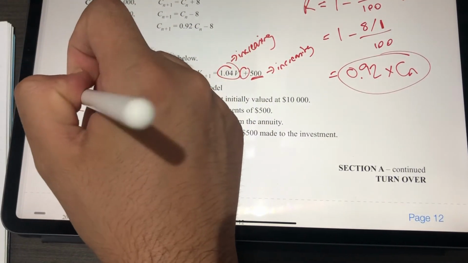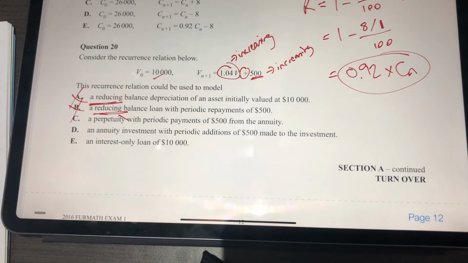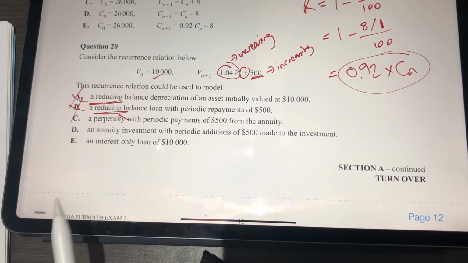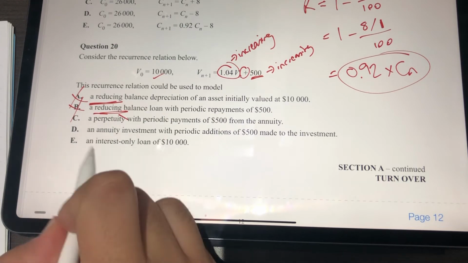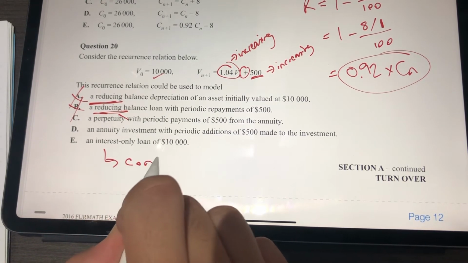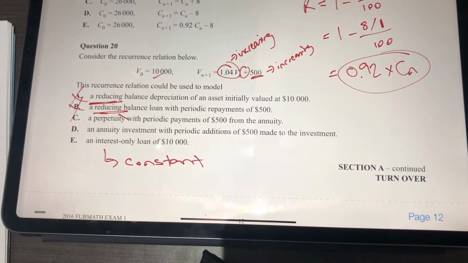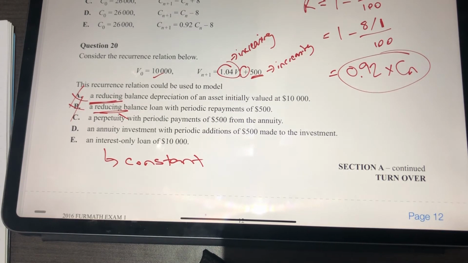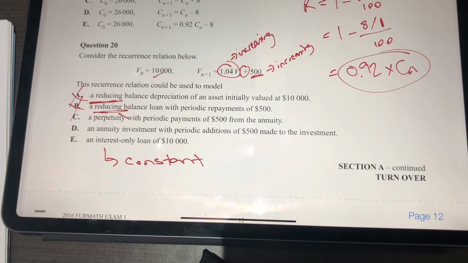So A is wrong, B is wrong. So I've already eliminated here 2 options out of 5. So I've only got 3 left. What do we know about interest-only loans? Interest-only loans are constant, which means if I put in $10,000 and I get interest, it means my $10,000 is staying the same because I'm taking the extra money out that is compounded from interest. So if I put in $10,000 and I get an extra $100 each month, for example, and I take out the $100 each month, it means I have $10,000 left, yeah? So it's constant.